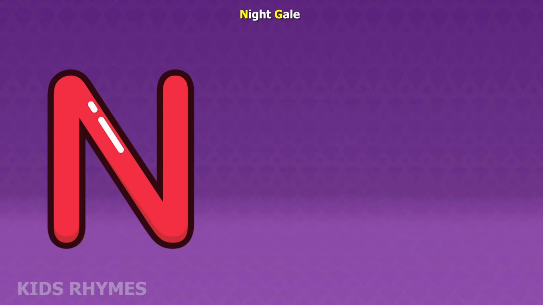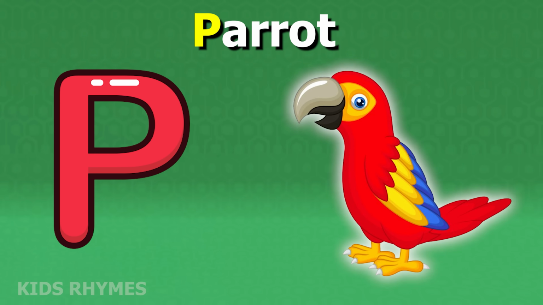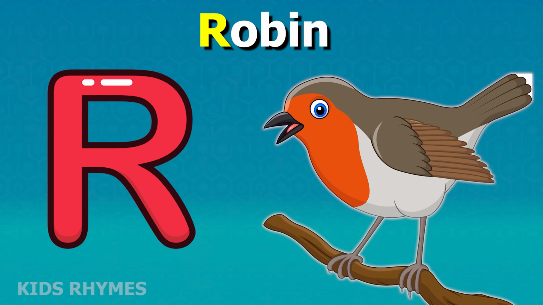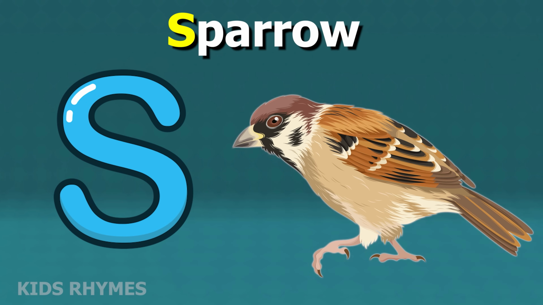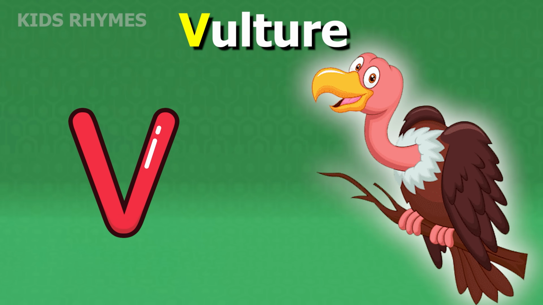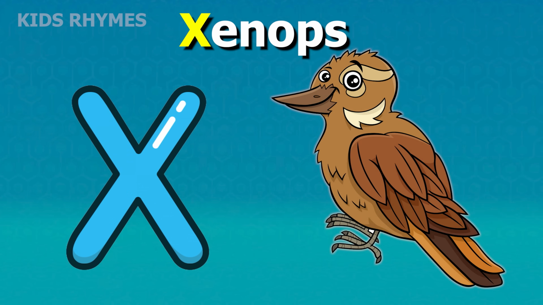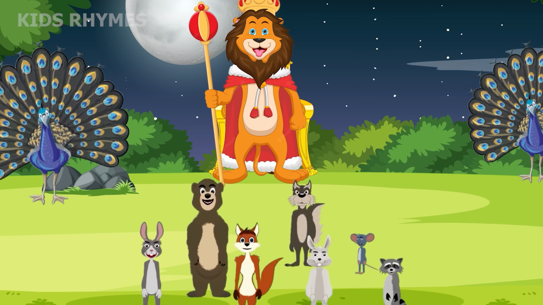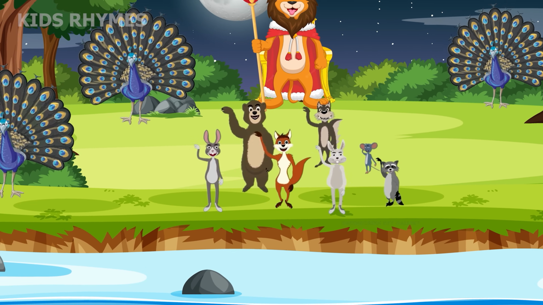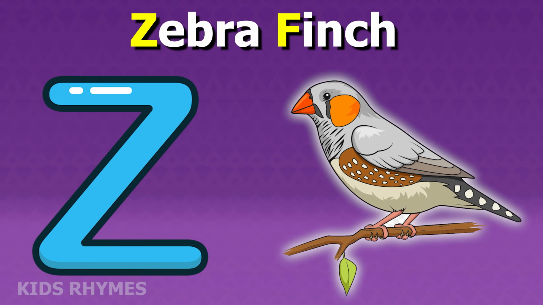M for myna, N for nightingale, O for owl, P for parrot, Q for quail, R for robin, S for sparrow, T for turkey, U for overlaw, V for vulture, W for woodpecker, X for synops. Y for yellow wobbler, Z for zebra finch.